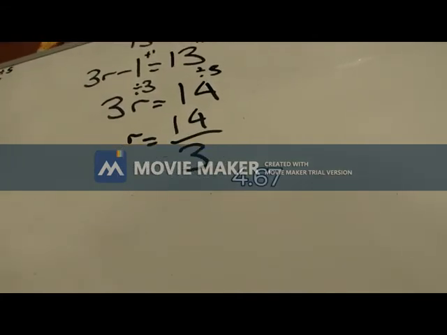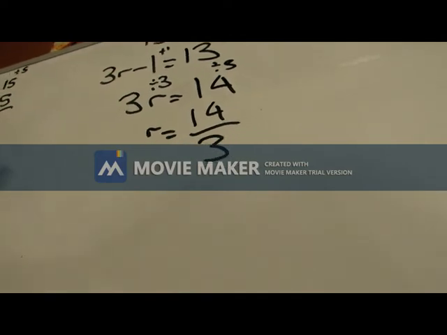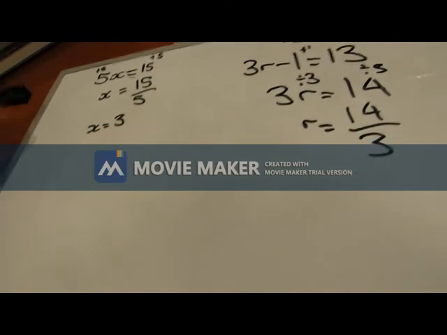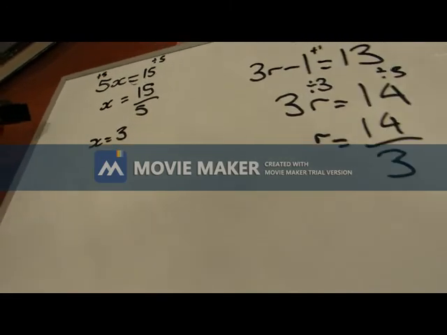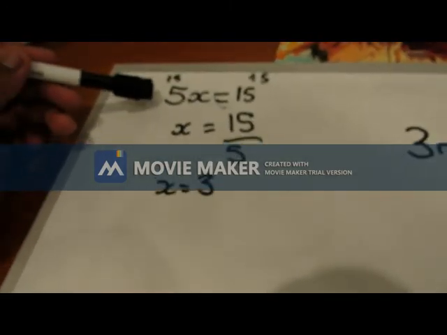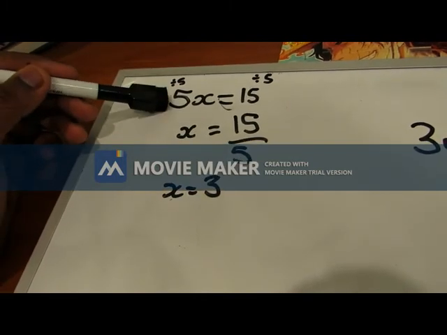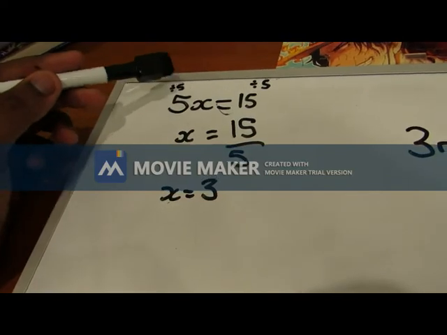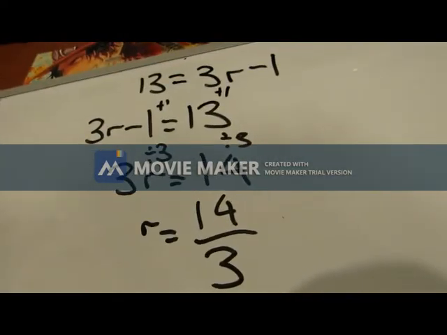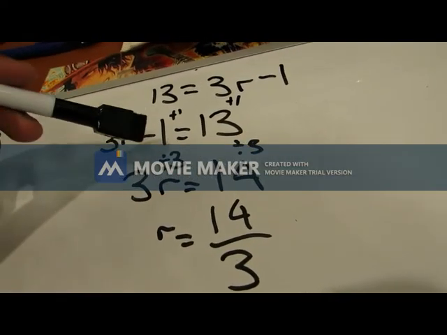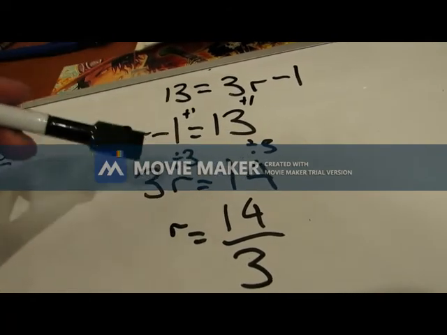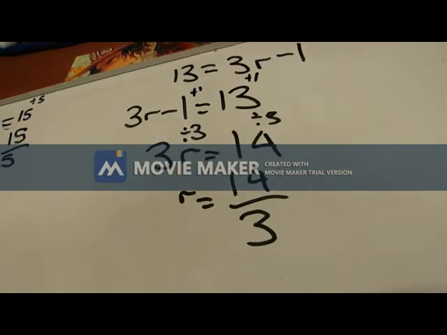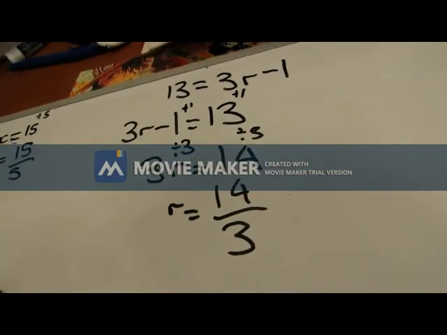If you haven't noticed, the way you get the pronumeral, which is r and x, on its own is you have to do the opposite operation. For this question, you would do the opposite of timesing, which is dividing, because this is 5 times x. So you divide by 5 on each side to get rid of that 5. Similarly, to get rid of that negative 1, you would add 1 on each side. To get rid of this 3, you divide by 3 on each side. You have to do the opposite operation.